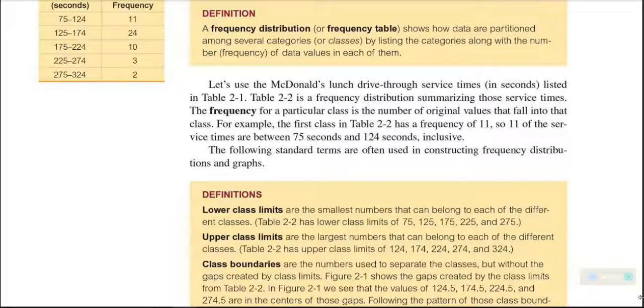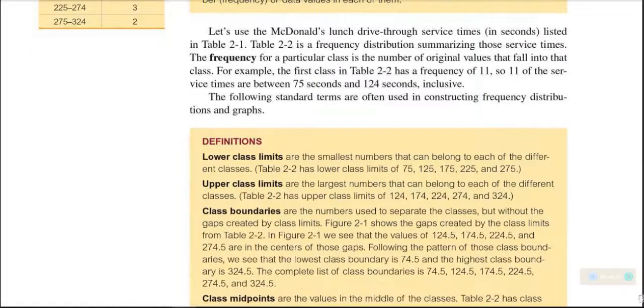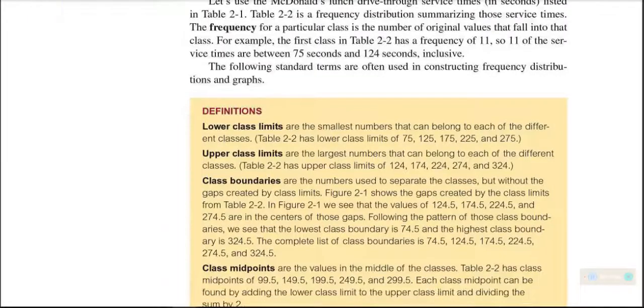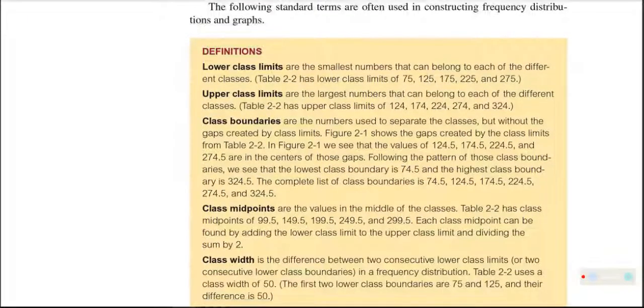Okay? Now we have class boundaries. Class boundaries are the numbers used to separate the classes, but without the gaps created by class limits. So figure 2-1 shows the gaps created by the class limits from table 2-2. In figure 2-1, we see that the values 1 to 4.5, puntahan natin yung figure.